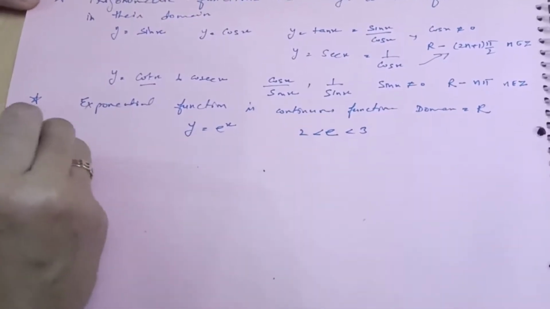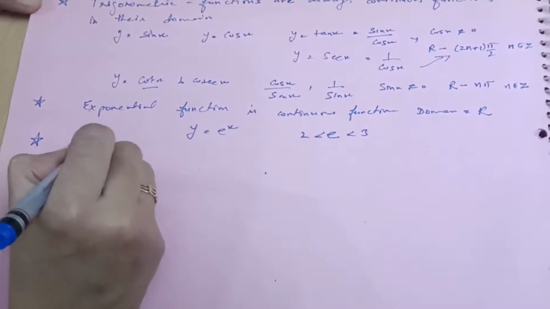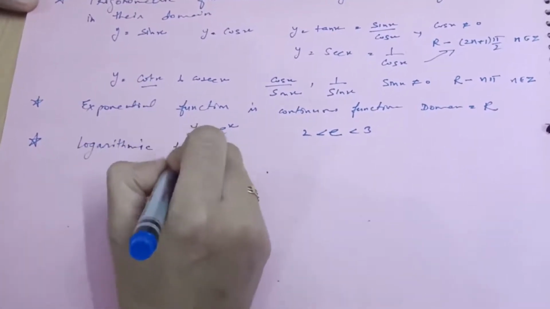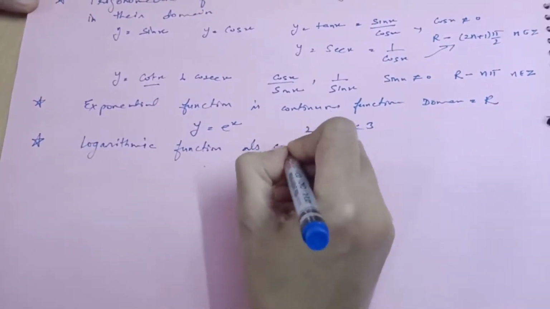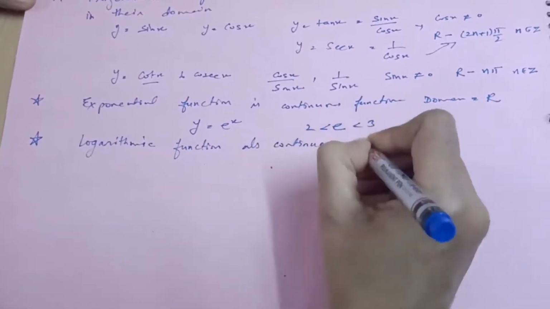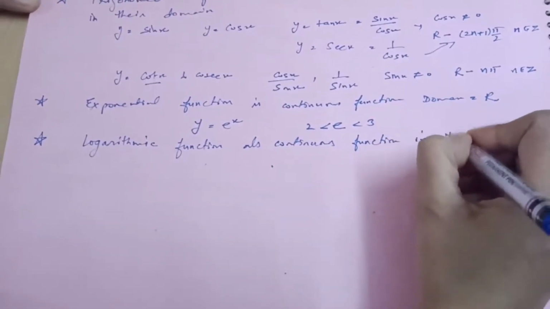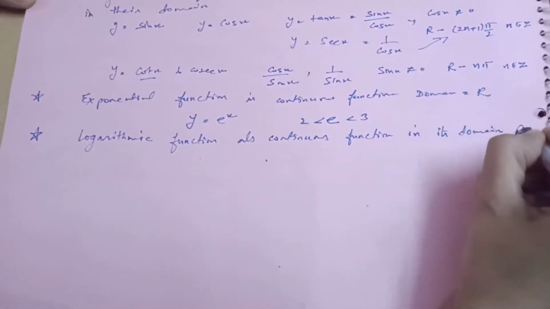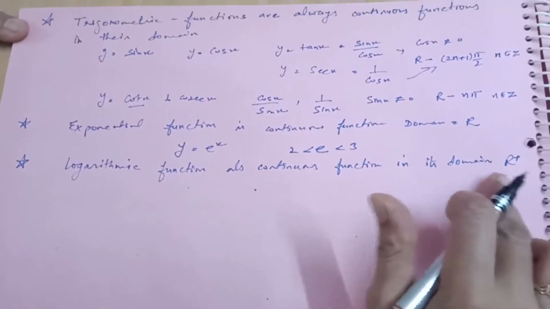We will be discussing this function in the next videos, coming videos. Okay, same for logarithmic functions. Logarithmic functions are also continuous functions in their domain. Okay, the domain is R positive. It's defined for 0 to infinity, where 0 is not included.